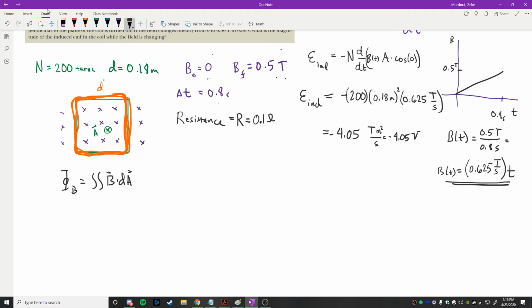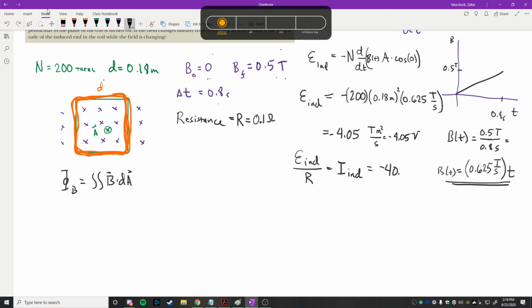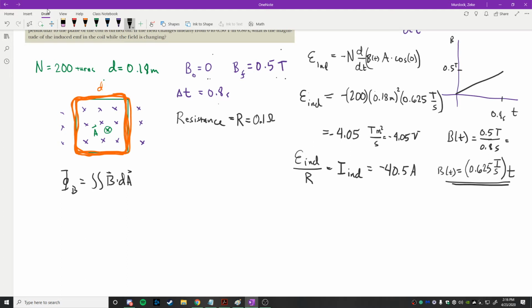If that's the case, then if I take the induced EMF and I divide by the resistance, that's going to give me the current that's induced, right? Does everyone understand that? So the induced current then would be like, what, negative 40 amps? Or 40.5, whoops. 40.5 amps, right? So, what does that mean? So there's going to be a current.